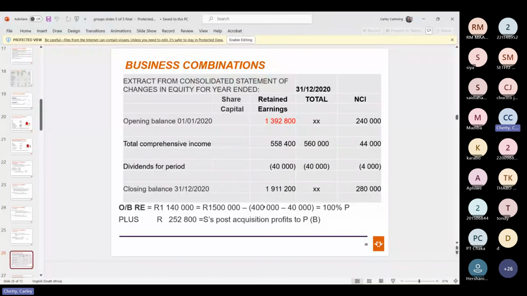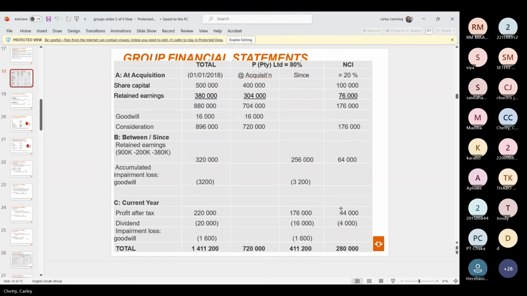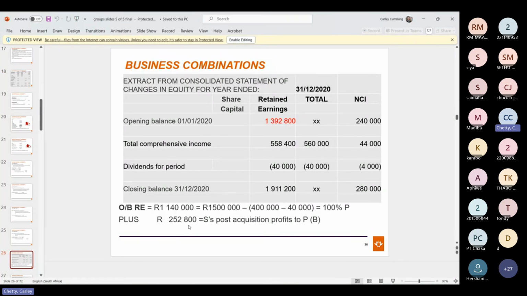P made a profit after tax of 400,000, and then they declared a dividend of 40,000. If we take the closing balance for P of retained earnings minus the current year profit, that will help give us the opening balance. But we also need to add in S's post-acquisition profits. If we go to our analysis, you can see that they have added in S's profits in the B section. They are adding in the post-acquisition profits after acquisition before the current year in order to give us the opening balance. They are taking the retained earnings here of 256,000 minus the impairments of goodwill, and that will give us 252,800. This is S's post-acquisition profits.